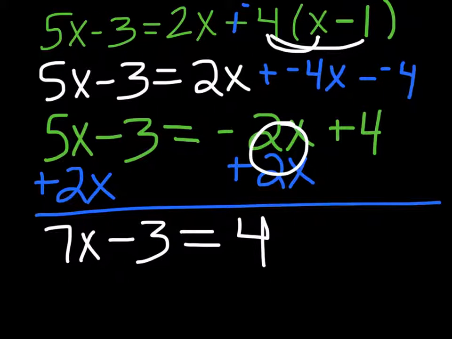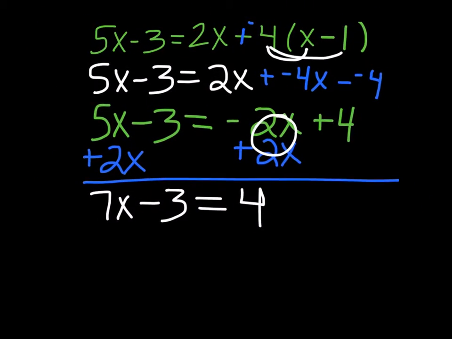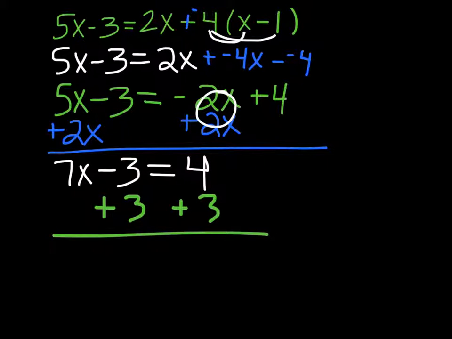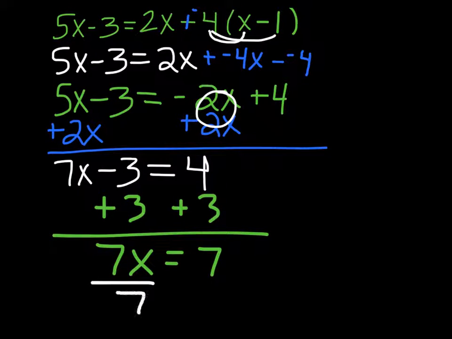So now we have a pretty simple equation to solve. We're left with just 7x minus 3 equals 4, and we can solve by undoing. We'll undo the minus 3 with a plus 3 on each side. That gives us 7x equals 7. And we'll undo the multiplication of 7 that's in front of the x by dividing by 7. And we arrive at the solution that x is equal to 1.